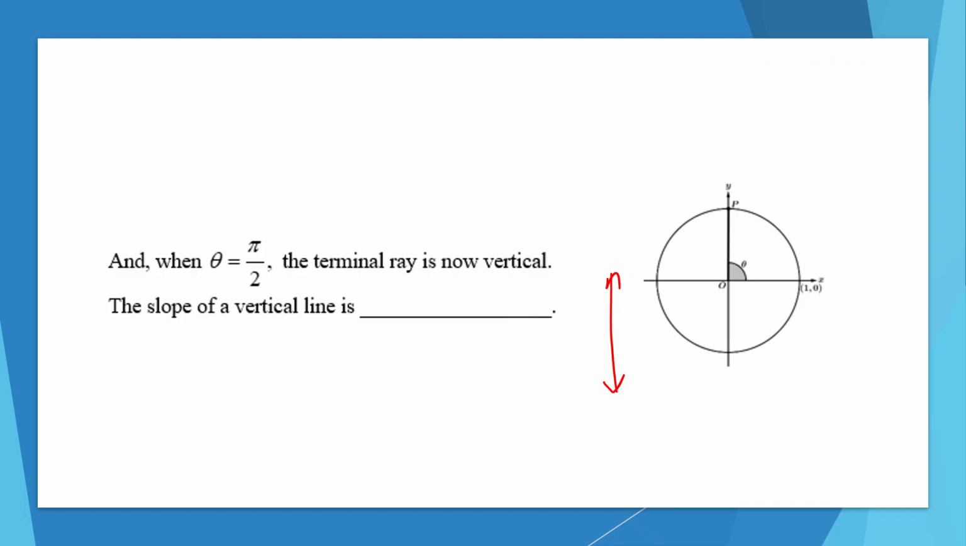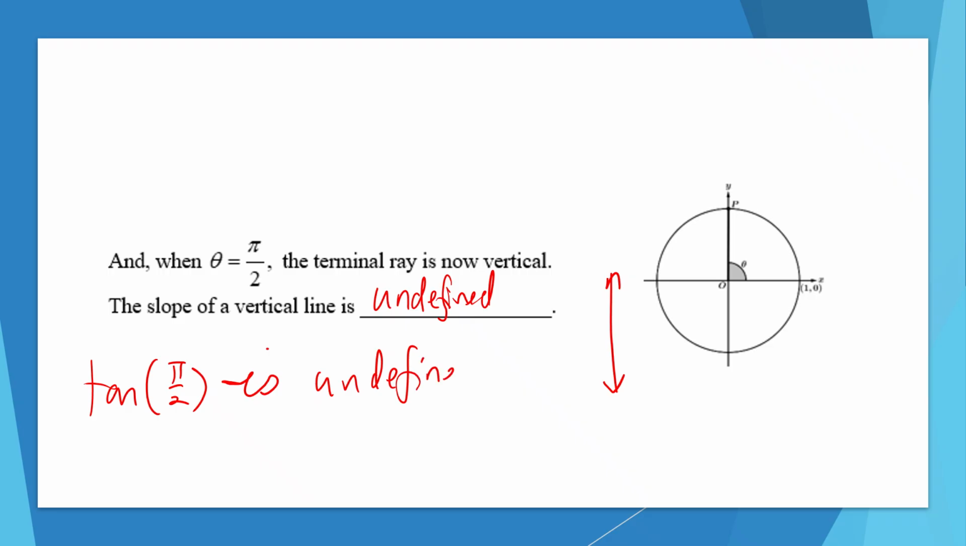And now, what is the slope of the vertical line? Well, remember from Algebra 1 or Algebra 2, the slope of a vertical line is technically undefined. And this is important because with this, we can now say tangent of pi over 2, because the slope is undefined, tangent of pi over 2 is undefined as well. So tangent of pi over 2 is undefined. That is something that's really going to be important as we build out our graph later on.